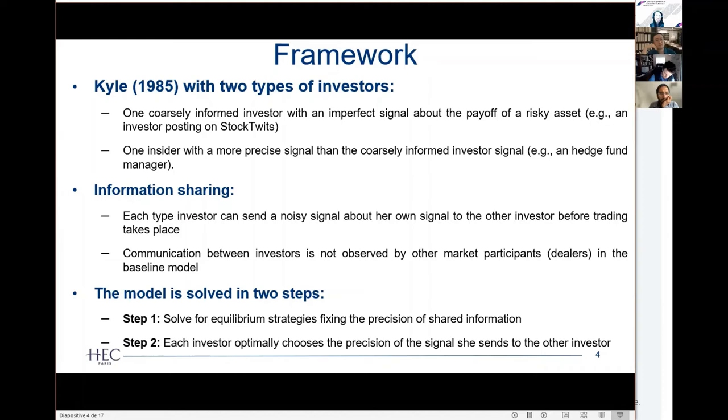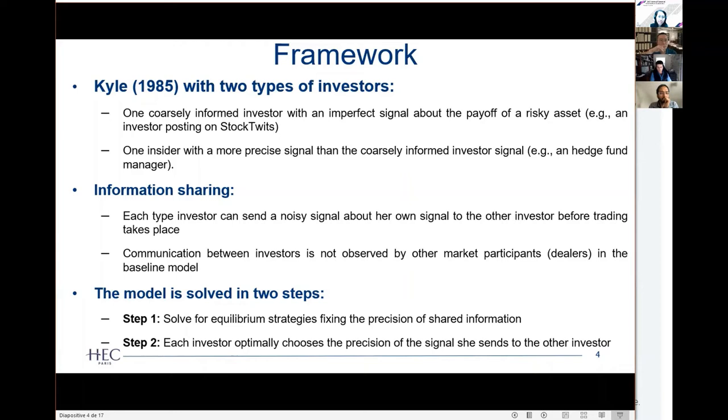It's Chi 1985 with two types of investors. So this is the most basic setup you can consider to address this question. I like it, very simple in a sense. And you have two investors. The main difference between the two investors is that they both have fundamental information, but not of the same precision. That's going to be key. There is some asymmetry in the precision of signals.